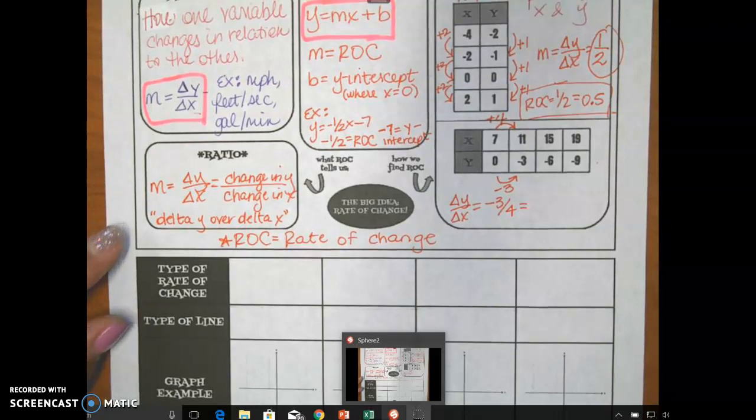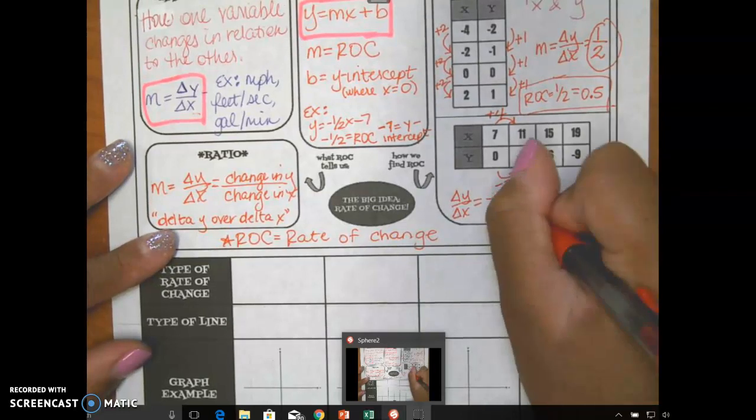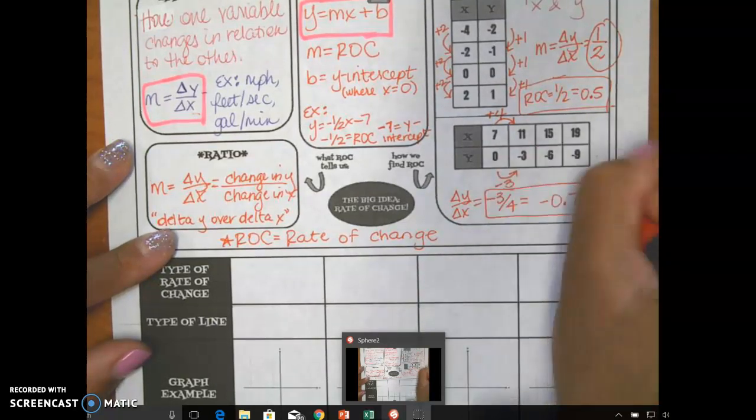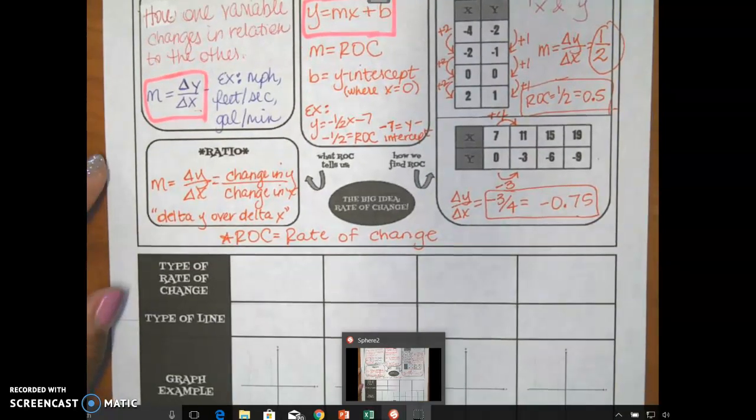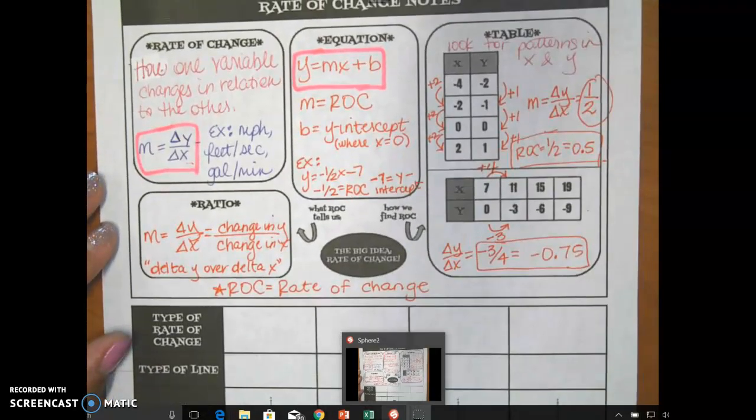Yes, sir? Negative 0.75. Okay, so that's how we find our rate of change using a table. Later on, you'll have to learn how to make a table.